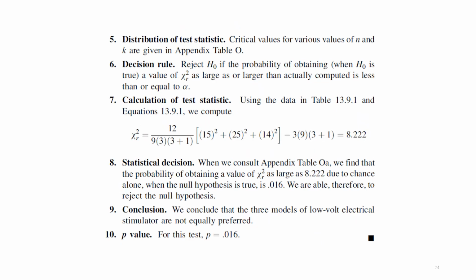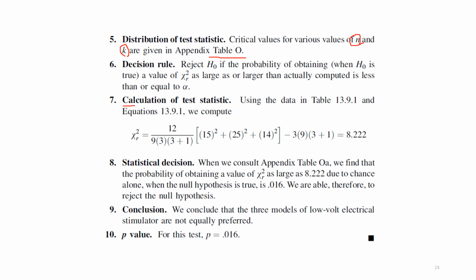Then based on the distribution of the test statistic, we can find the critical values for various values of n and k, for small n and k, as given in Table O. When you go to Table O, you have to bring the numbers n and k. Then reject the null hypothesis if the probability of obtaining, when H0 is true, a value of chi-square larger than the one actually computed is less than or equal to alpha.